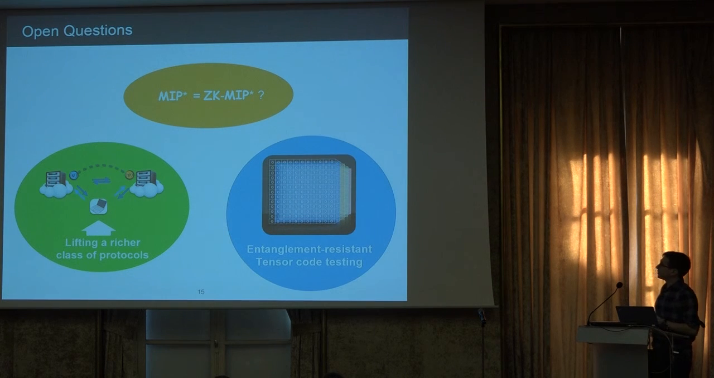And finally, everything here is focused on testing the Reed-Muller code. A good question is whether the Reed-Muller code is necessary or whether you can use any tensor code to obtain entanglement-resistant things, in particular tensor codes that maybe have better parameters than Reed-Muller. Okay, thank you very much.